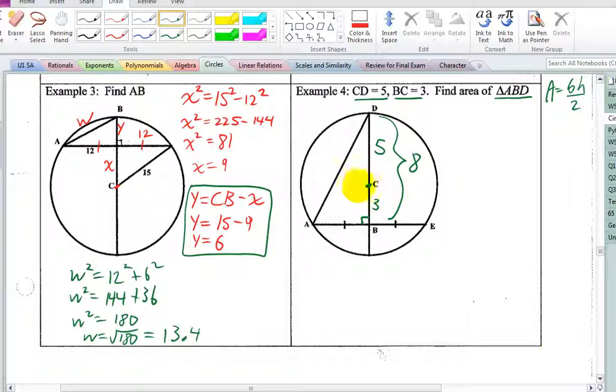In order to find AB, you need to add this line here. And how long is that line called the radius? 5. So now you can use 5 and 3 to find AB. Okay, so go ahead, find AB, and then you'll be able to find the area. Because this top part's the radius, and it's 5. Okay? So they're playing around with you.